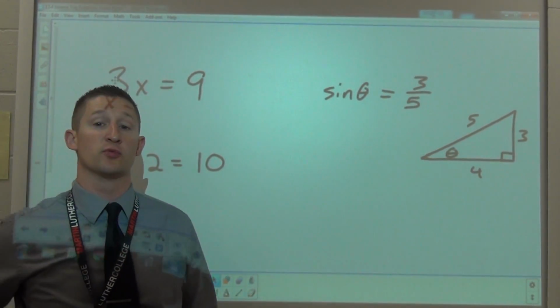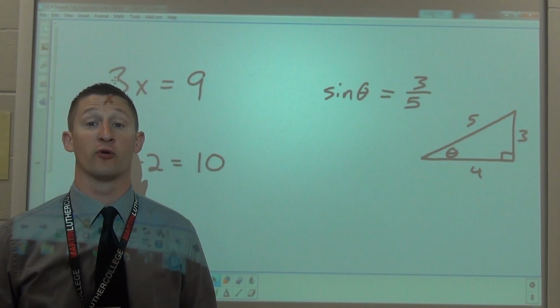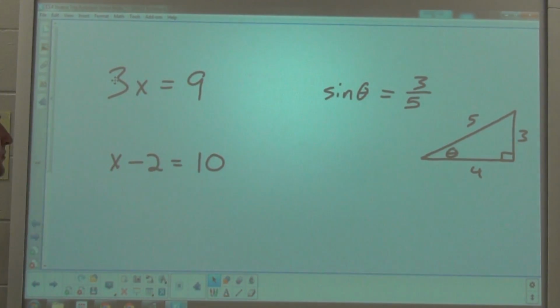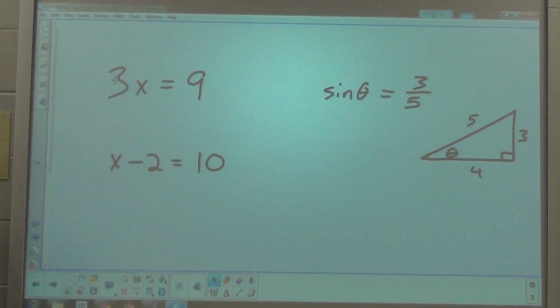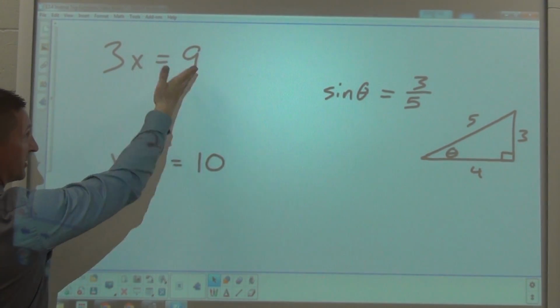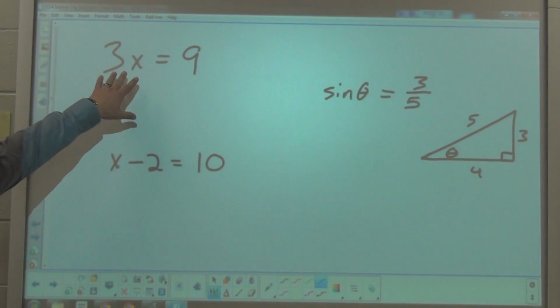In this series of lessons, we're going to be learning how to evaluate inverse trig functions. Now, before we get into the inverse trig functions, I want you to think about some pretty simple algebra problems as you see over here: 3 times x equals 9 and x minus 2 equals 10. If I asked you to solve for x in either of these two problems, I think you probably know the answer, obviously, but I want you to think about what you would do in order to solve for x.